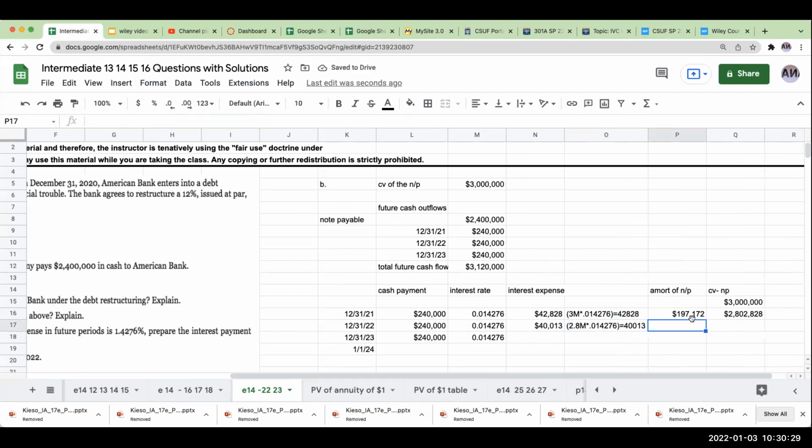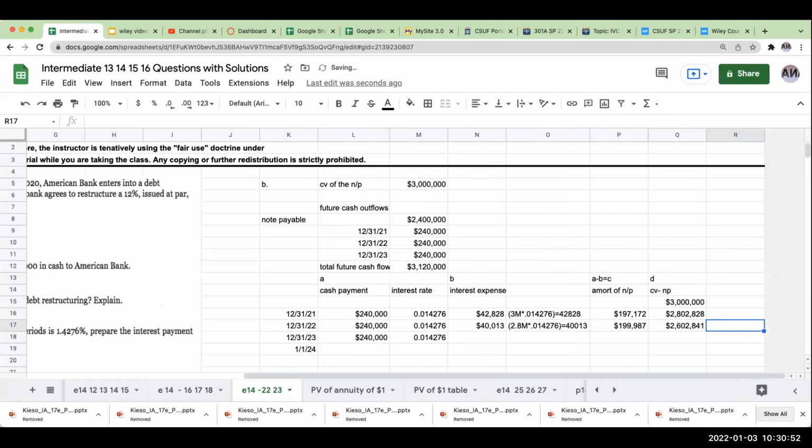Okay, so my amortization of my note payable is going to be the cash payment minus the interest expense, or 199,987. So my carrying value of my note payable is going to be right over here at 2,602,841. So we can make ourselves a 3 million minus 197,172 equals 2.8 million. 2.8 million minus 199,987 equals 2.6 million.